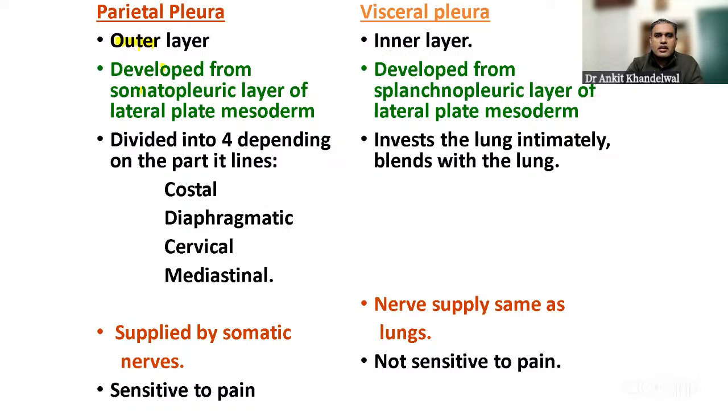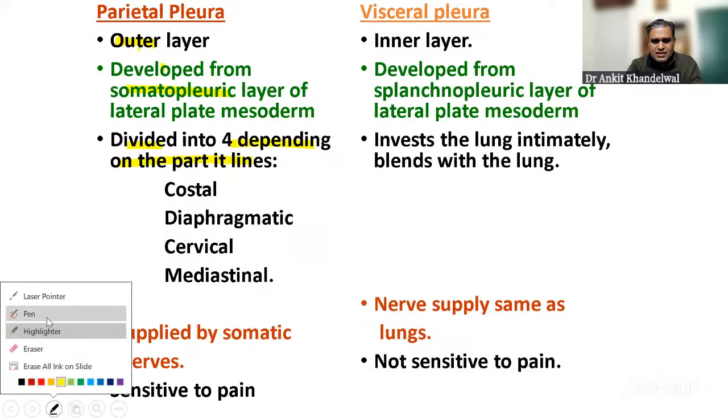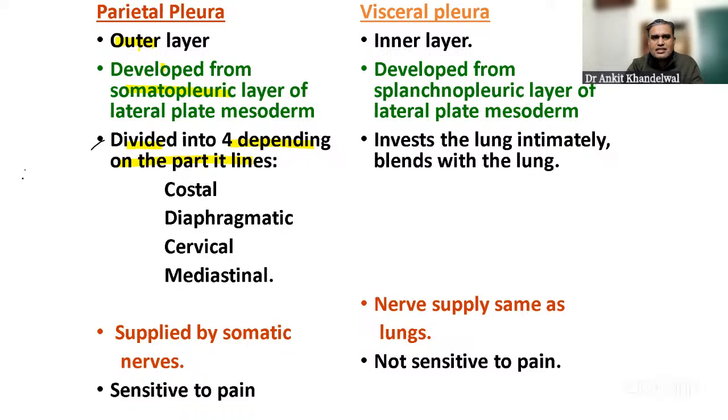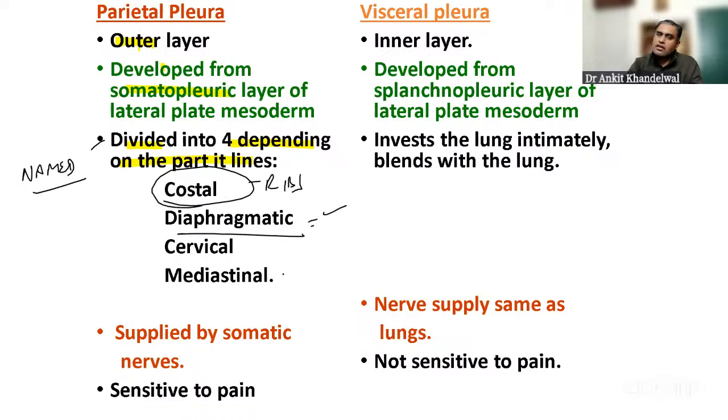Outer layer, inner layer, developed from this embryologically. It is divided into four depending on the part it lines. So it is not divided into four, it is named into four. Okay, we can't say it is divided, it is named, it is classified. It is a continuous layer. So the pleura that is inside the ribs, we call costal pleura. The pleura that is touching the diaphragm, we call diaphragmatic pleura. The pleura that is reaching the neck region, we call cervical pleura. And the pleura lying medially, we call mediastinal pleura.